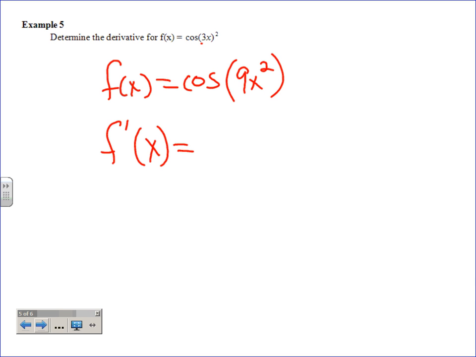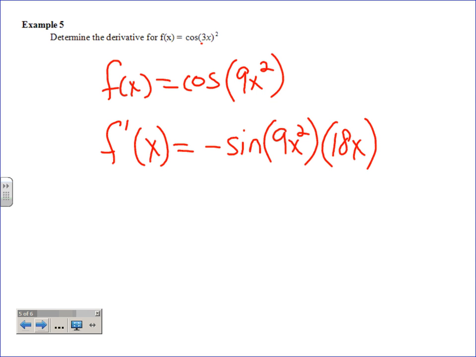And this is basically trig chain rule, right? Which tells you to do what? Take the derivative of the cosine, so negative sine. Yeah, leave it. I heard somebody say it, yeah, 18x.